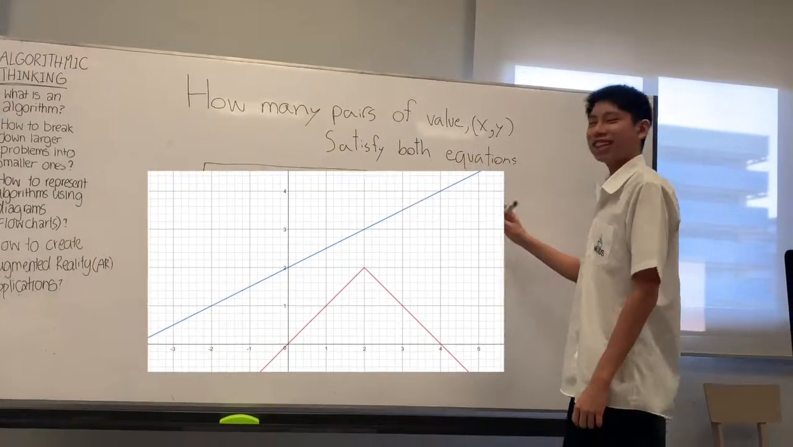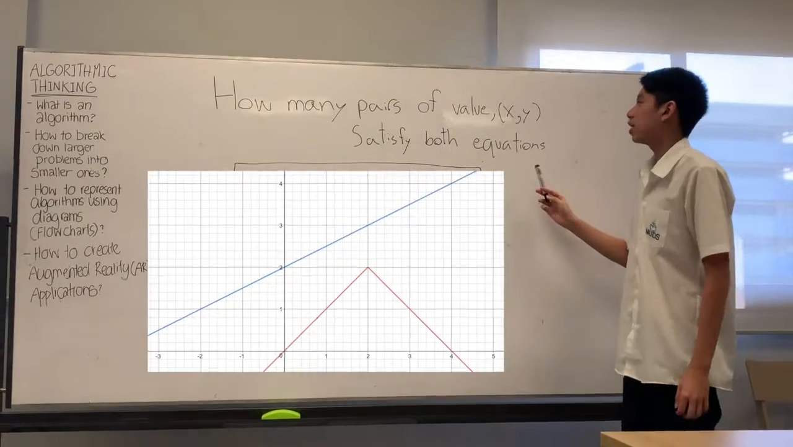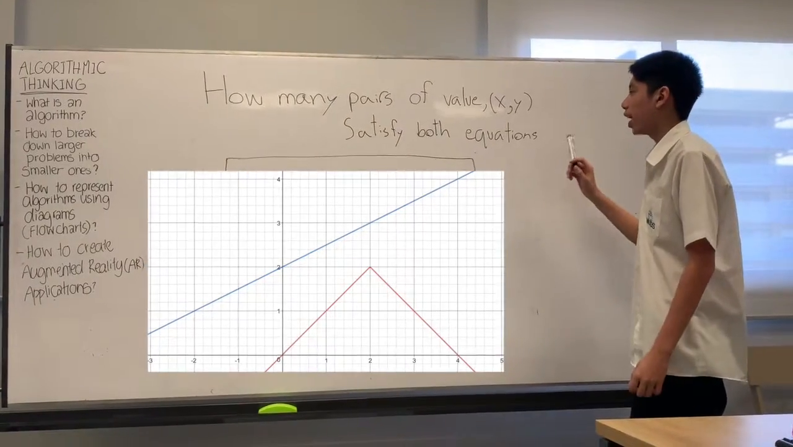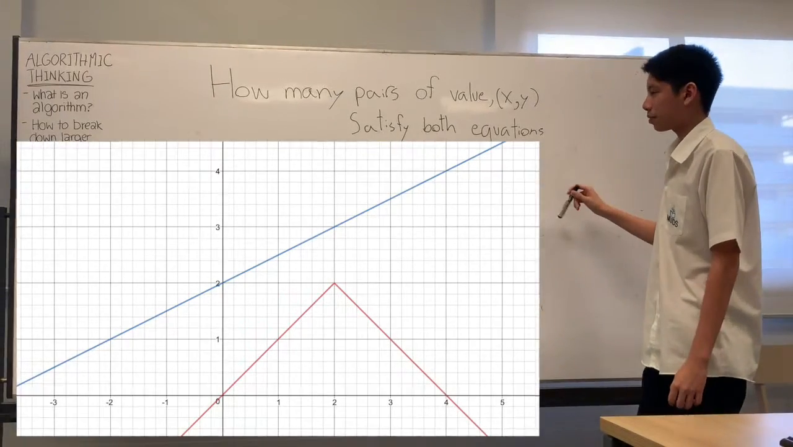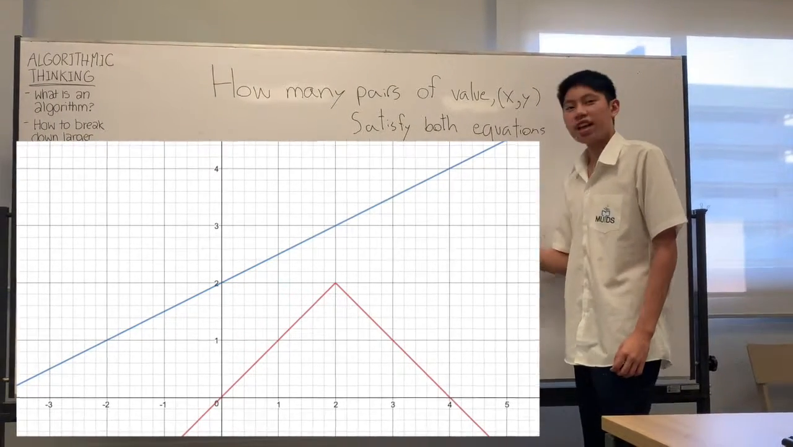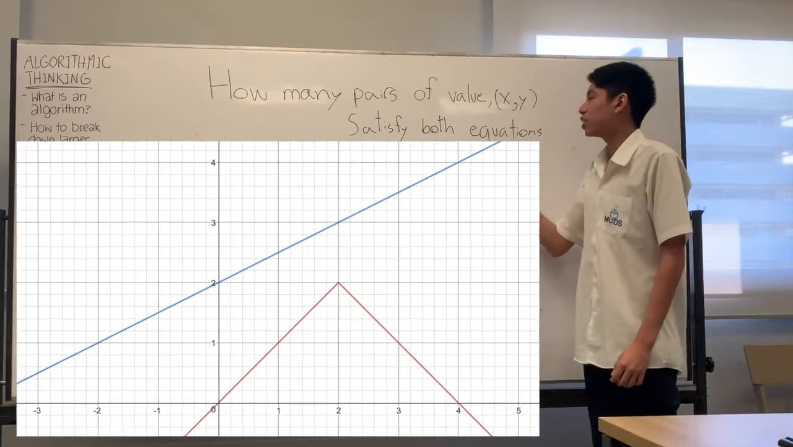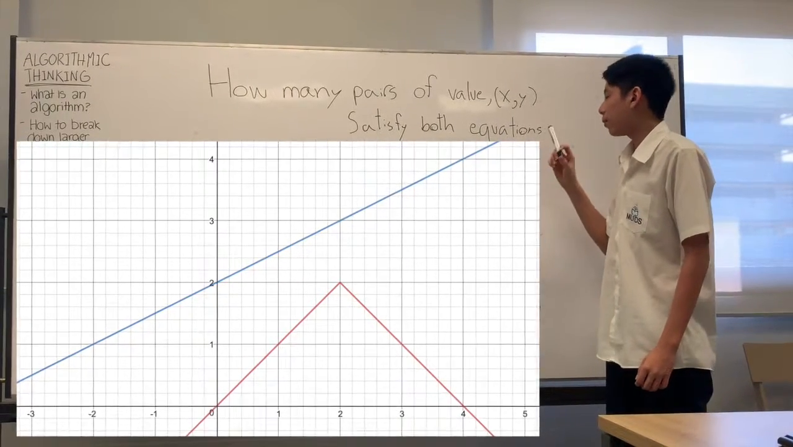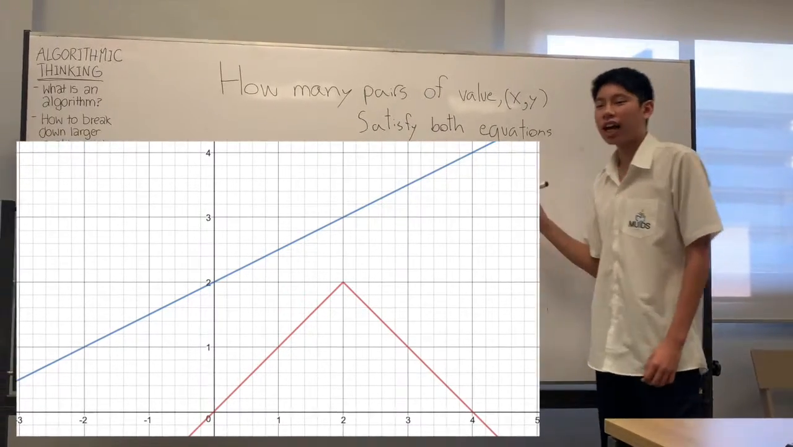Next, question 17a also asks how many pairs of values x and y satisfy both equations. As you can see in the graph, there is no intersection of the two graphs, which means there is no pair of values x and y that satisfy both equations. So the answer will be no.